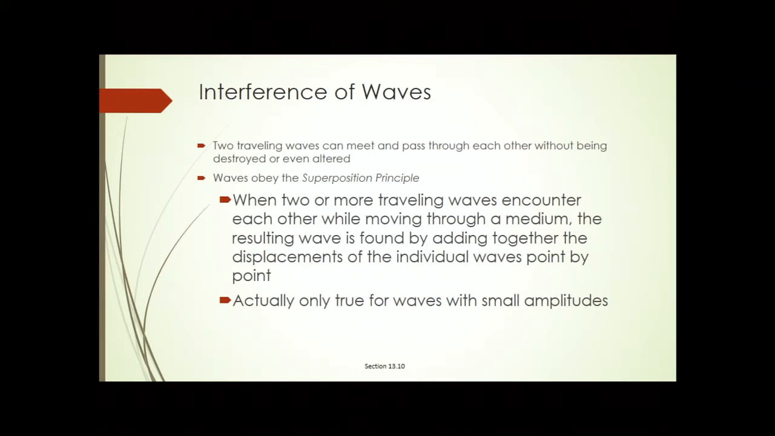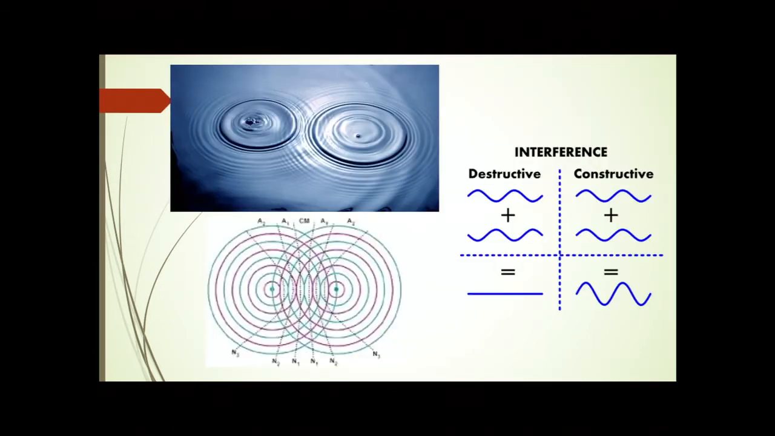So we will be able to do it. We find that it really only is true for small amplitudes, but it does happen. So let's look at constructive and destructive interference. The two ripples in the pond, the one I described a second ago, we can see that we get constructive and destructive interference, and you can see it and actually diagram it.